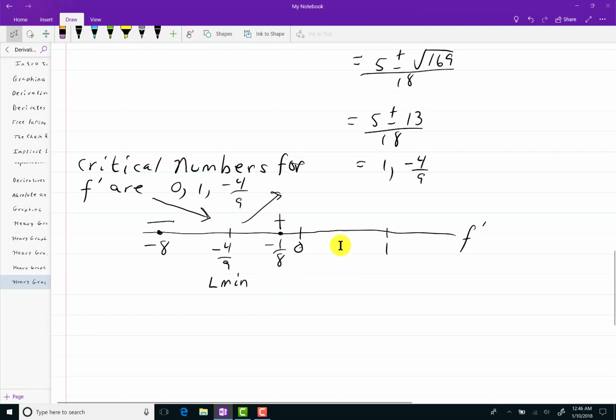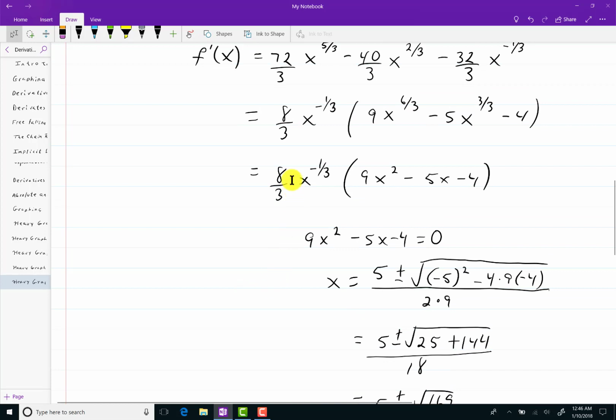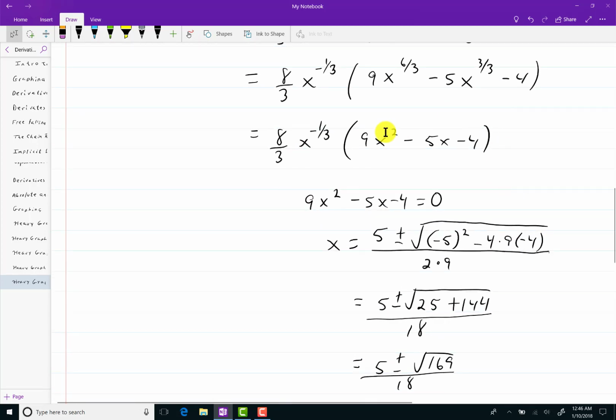Now let's see what happens between 0 and 1, and I can play the same game. Inside of here, I'm going to pick positive 1/8. See what happens. If I plug in positive 1/8, then this becomes a positive 2. But then, when I put 1/8 in here, I'll get 9 over 64 minus 5 over 8, which is already negative, minus 4. So I have a positive part times a negative part will end up being negative.